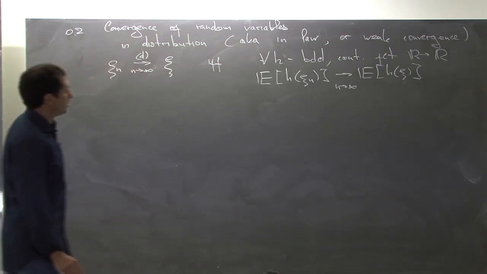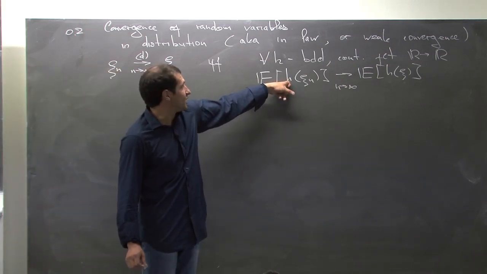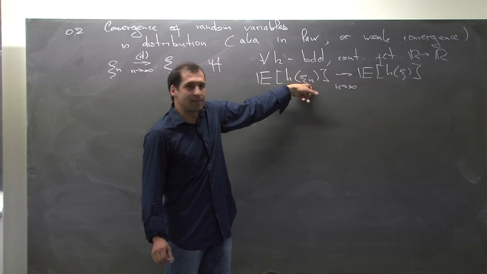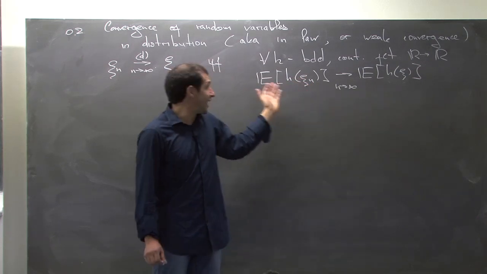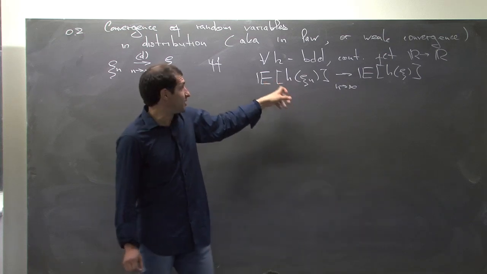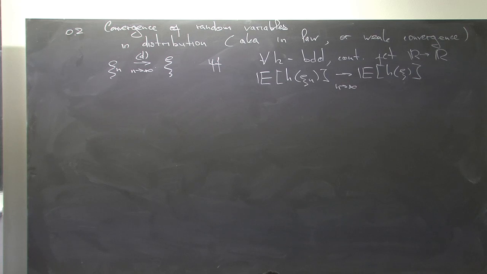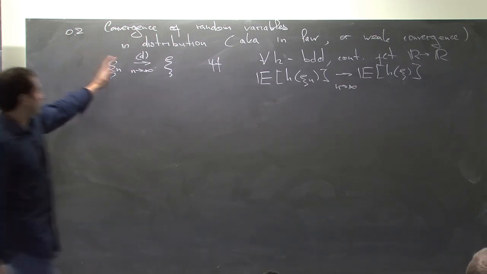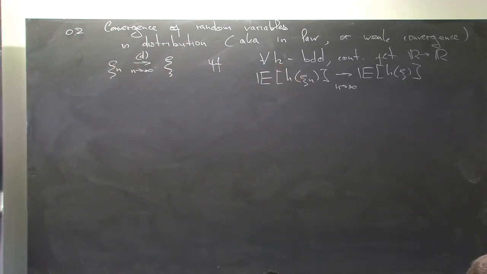So it's tempting to think about this function h of x being just x, right? Then we would get the expectation. The problem is that it's not bounded, so in general you cannot play with that. If you know that the values of xi are uniformly bounded, then you know that the expectations do converge. Otherwise, this might not be the case.